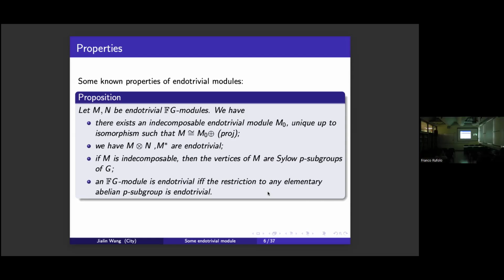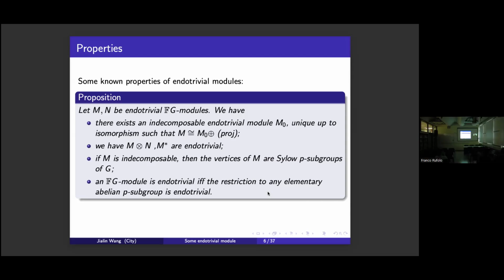Yeah. What are the vertices of M? Oh, okay. So that's a good question. So if you have an indecomposable module M, then there exists, uniquely up to conjugacy, a p-group, say Q, such that this Q is minimal subject to the condition that there exists an FQ-module S, which we call the source. And M will be a summand of S induced from Q to G, and S will be a summand of M restricted to Q.